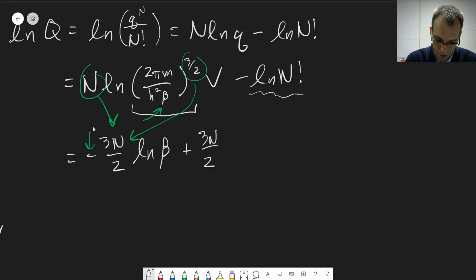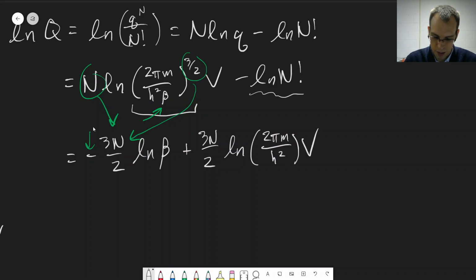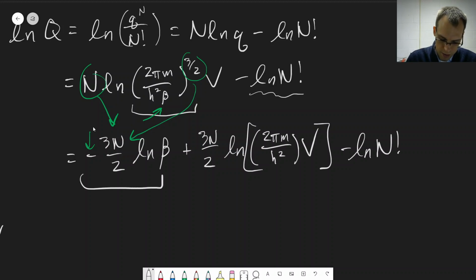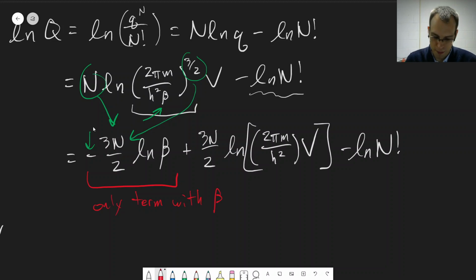So we'll have the natural log of everything else, 2 pi m over h squared V. That's just lumping together all of the things that don't have beta in them. And we still have our log of N factorial term. But this, which I'll put in red, is the only term with beta. Since we're taking the derivative with respect to beta, all these other terms are just going to disappear.